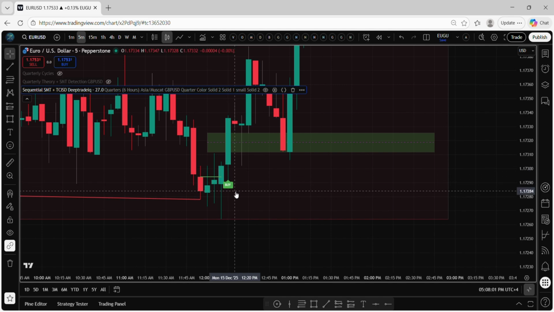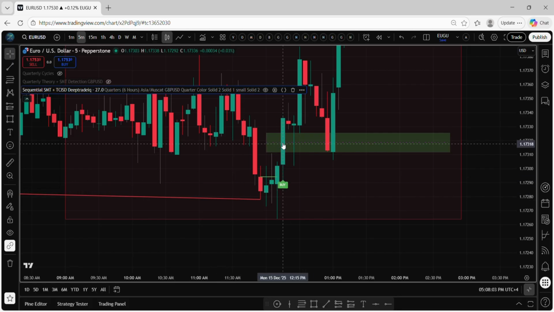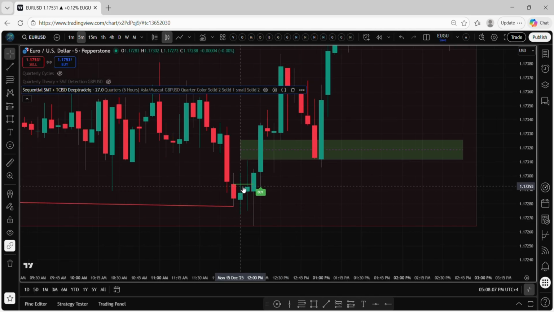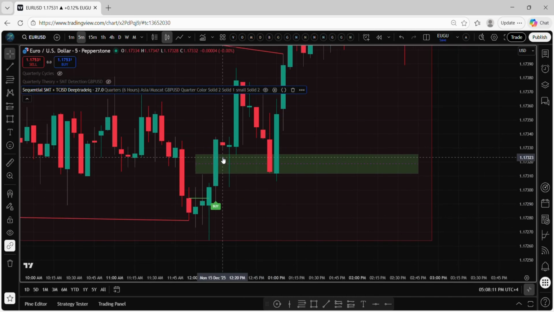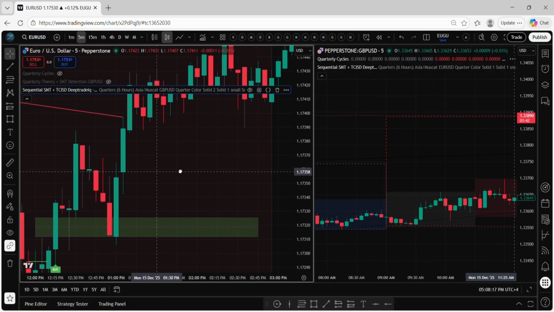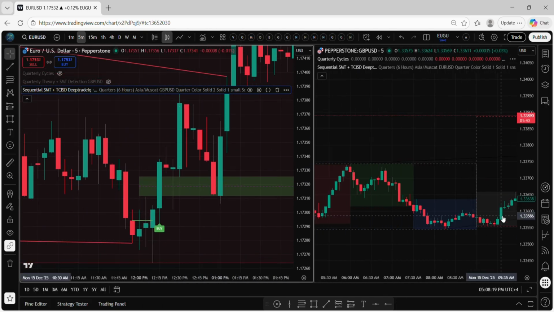But this indicator, this tool will show you how smart money moves. And a second correlation was here. One was a change in state of delivery, and another was an FVG here on both pairs, GBP and Euro.